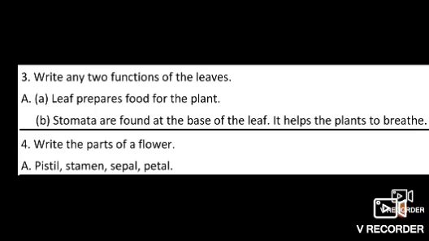Then fourth one, write the parts of a flower. What are the parts of the flower? Pistil, stamen, sepal, petal. P-I-S-T-I-L, pistil. Stamen, S-T-A-M-E-N, stamen. Sepal, S-E-P-A-L, sepal. Petal, P-E-T-A-L, petal.